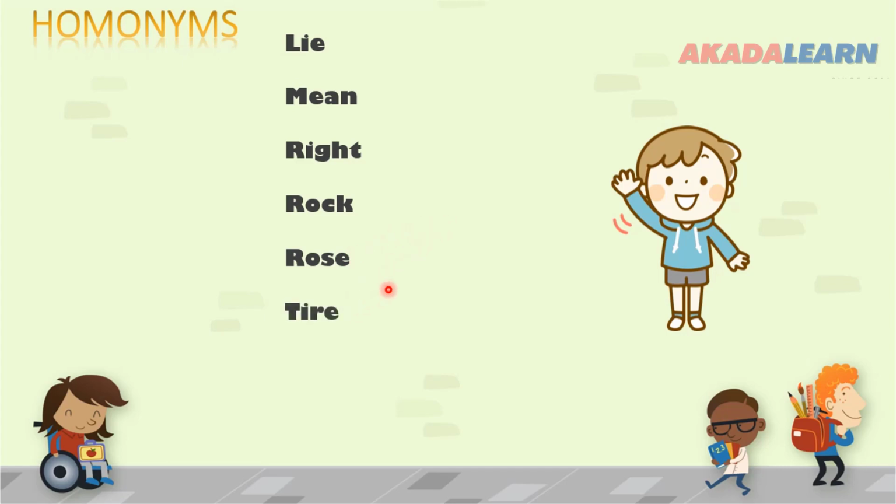Tire. Tire is also a homonym. Remember, homonyms have more than one meaning. They can have two, they can have three, sometimes they have more. Now a tire is a round object that you find attached to a car. It helps the car to move. They usually roll around. Also, if I say I am tired, tire talks about a state of being weak and exhausted. For example, we want to sleep. So tire is also a homonym.